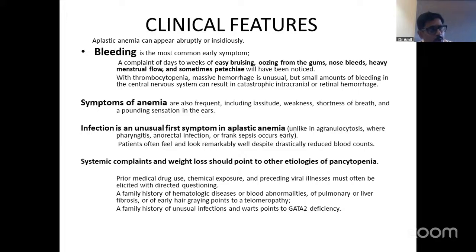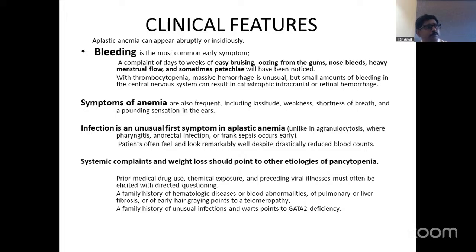Some patients may also have thrombocytopenia, and of late we are seeing these kinds of thrombocytopenias and everyone runs after dengue. So be careful about thrombocytopenia, and some may present with bleeding in the CNS leading to stroke. Intracranial and retinal hemorrhages can also present like this. So bleeding is the commonest presentation of pancytopenia. We need to be very careful about it.